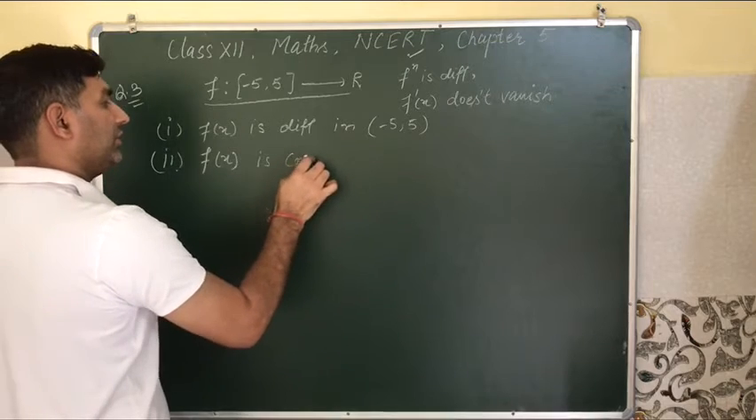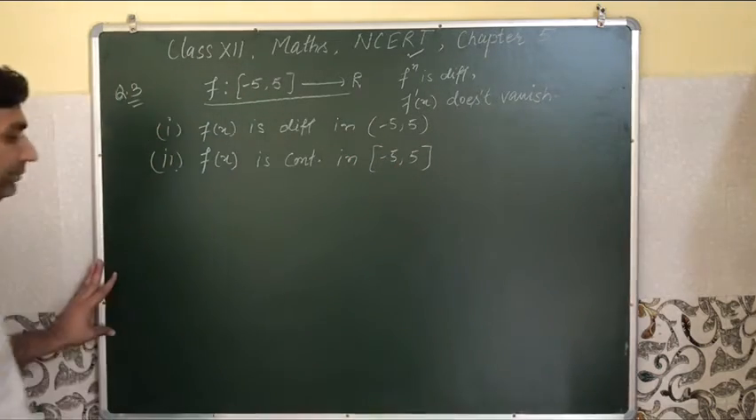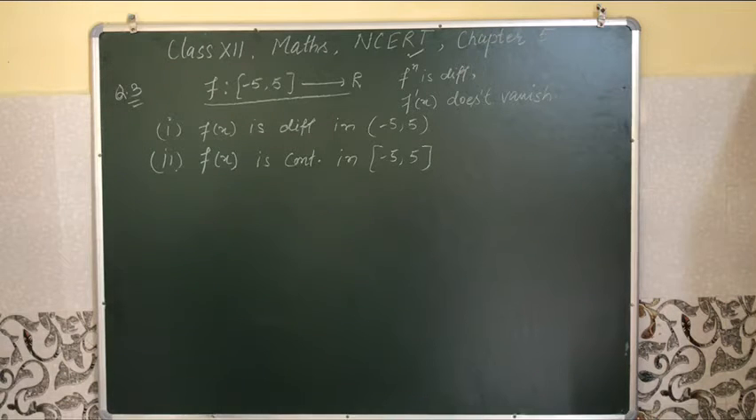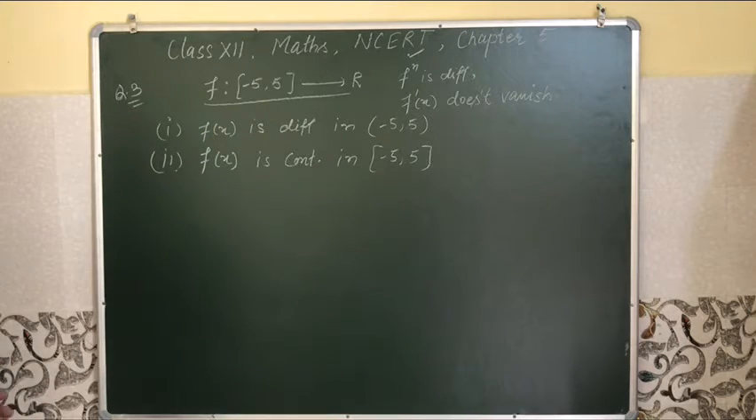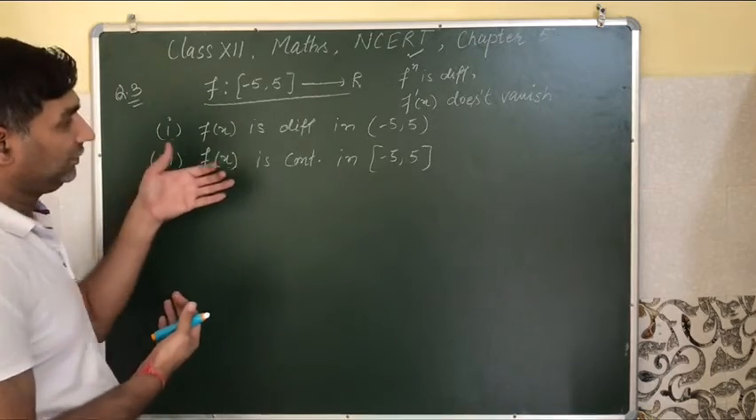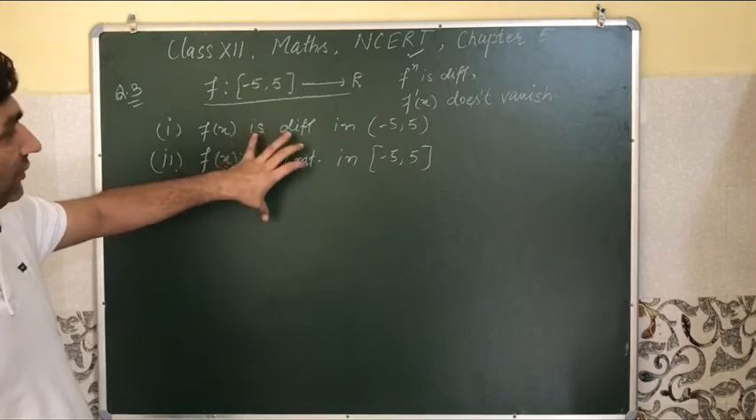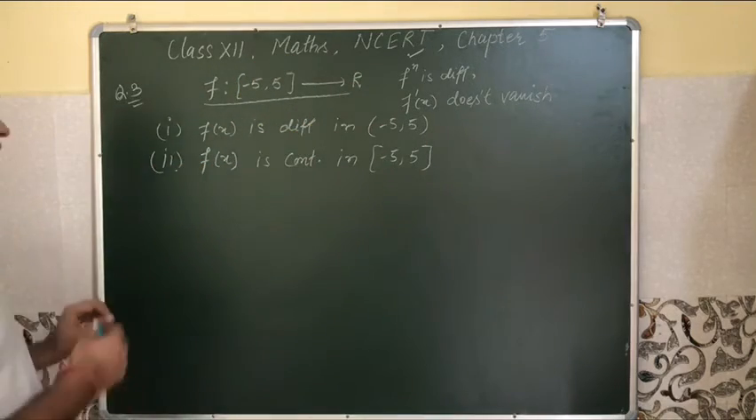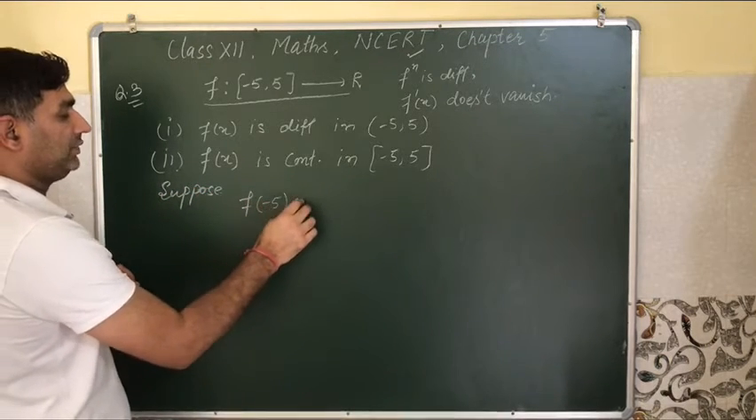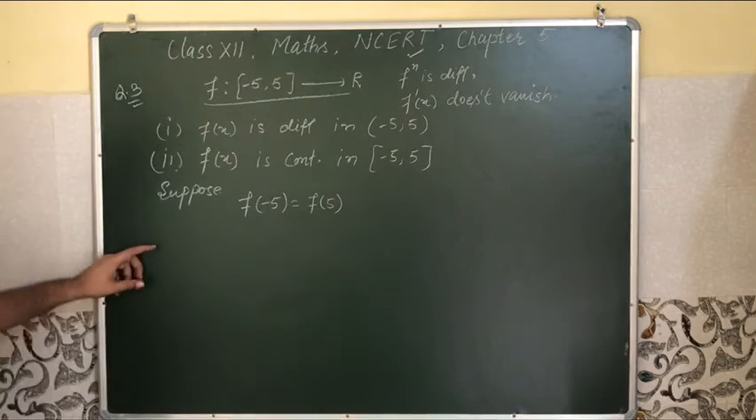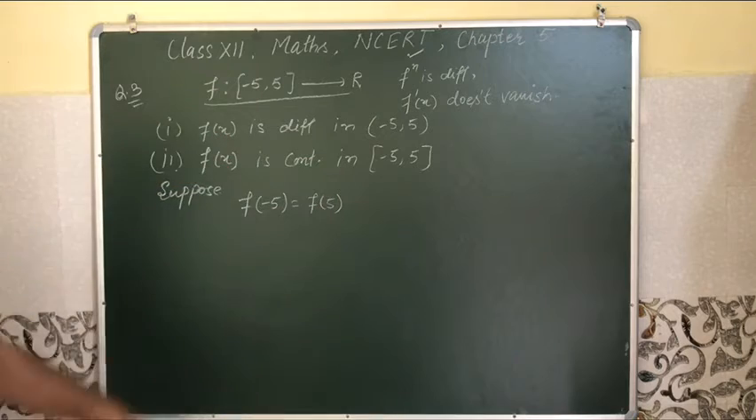Then the function is continuous in closed interval minus 5 and 5. And then f of, now what will the third condition be? f of minus 5 is equal to f of 5. If this satisfies Rolle's theorem, then this third condition has to be applied. We have to assume that this function is applicable to Rolle's theorem, then suppose f of minus 5 is equal to f of 5. We assumed it. If f of minus 5 is equal to f of 5, only then will this make Rolle's theorem applicable.